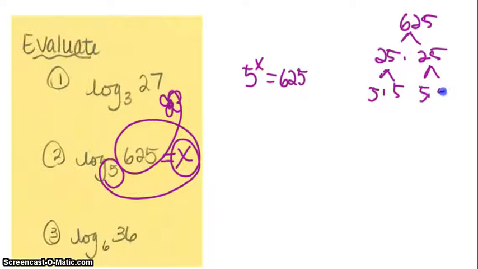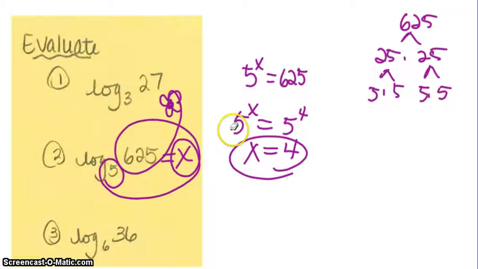What I'm trying to do is get the same base here. So I have 5 to the x is equal to 5 to the 1, 2, 3, 4th power. Now when I have an equation and the bases are the same, that would automatically mean that the exponents have to be the same as well. So x is 4, which means the log base 5 of 625 is equal to 4.